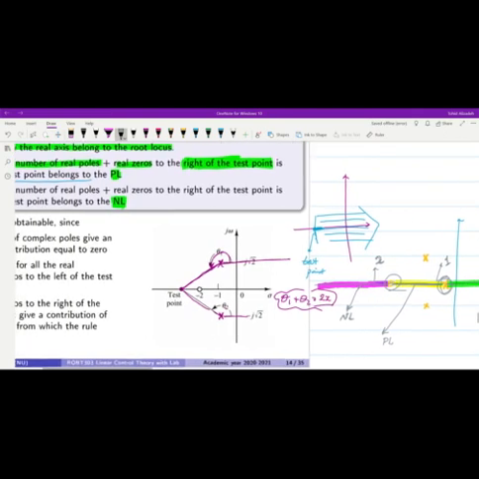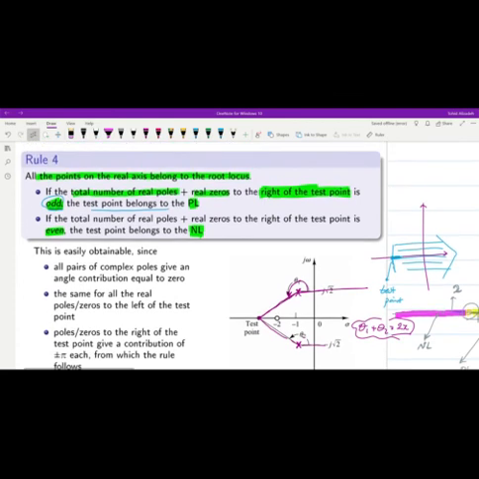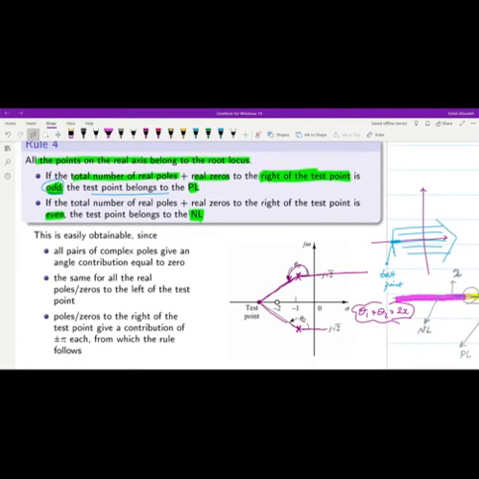Okay, so I think that's all for this video. In the next video, I will continue considering the other rules that we have for drawing the root locus.